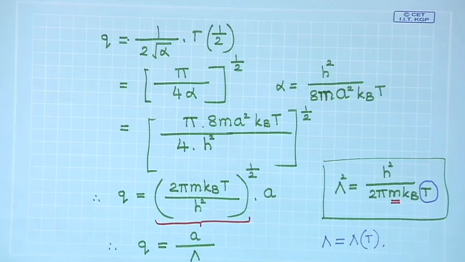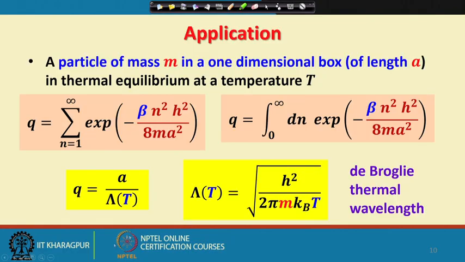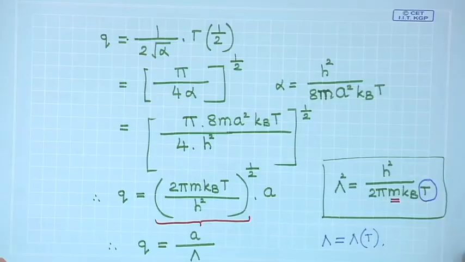Okay. So, lambda, this is known as the de Broglie thermal wavelength, that is giving us explicitly the temperature dependence of the single particle partition function in this treatment, and that is exactly what we have shown here. Now, what happens if I have the single particle, but it is not present in a one dimensional box, but it is present in a three dimensional box?